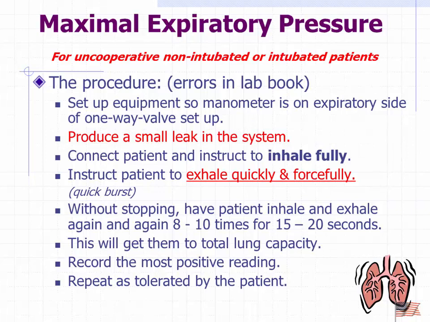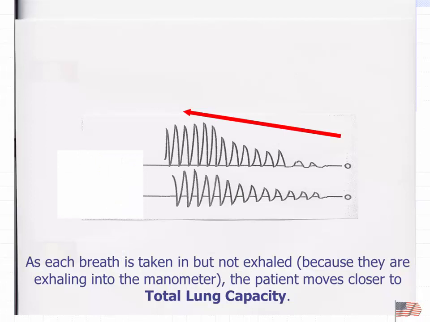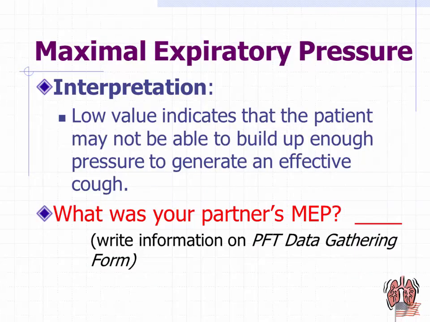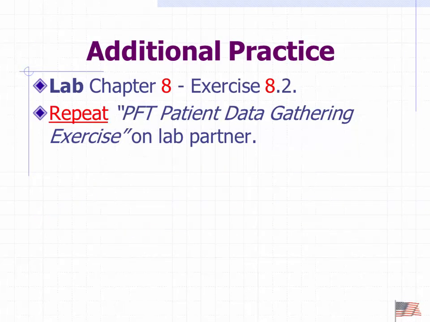Same can be done with somebody who is uncooperative, who's intubated. Just allow them to take breaths in, but not allow them to forcefully exhale. Same kind of idea. Low values, again, indicate that they may not be able to generate enough pressure to generate a good cough. So MIP and MEP.